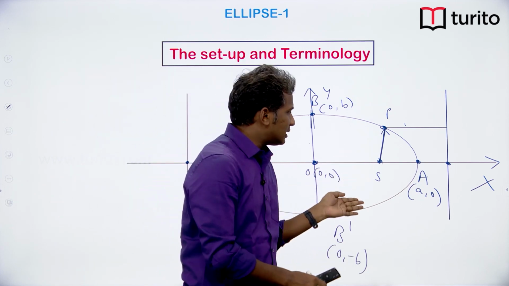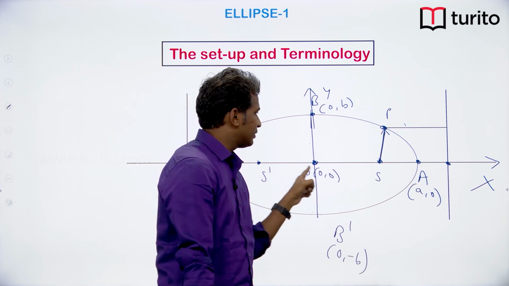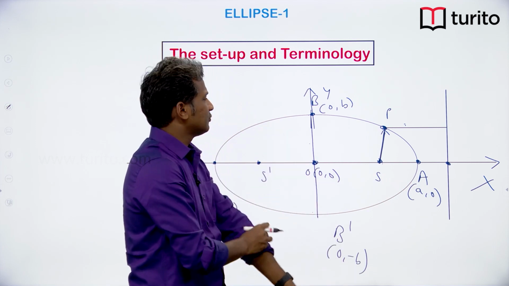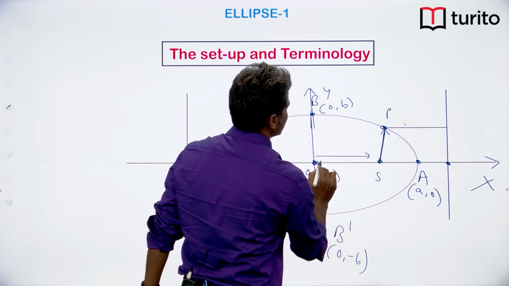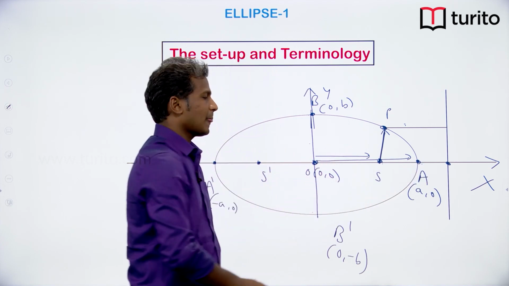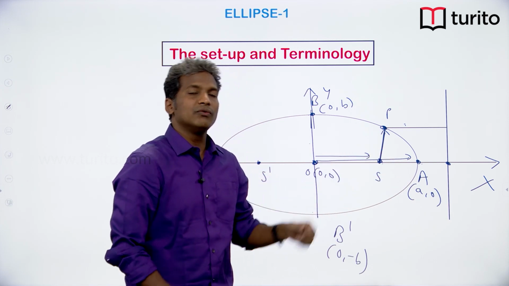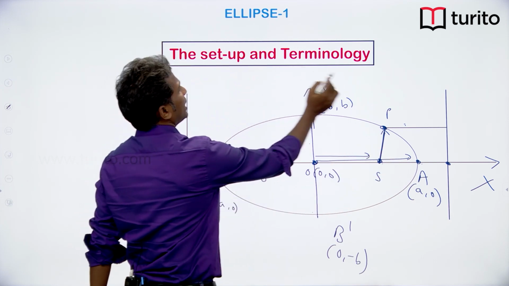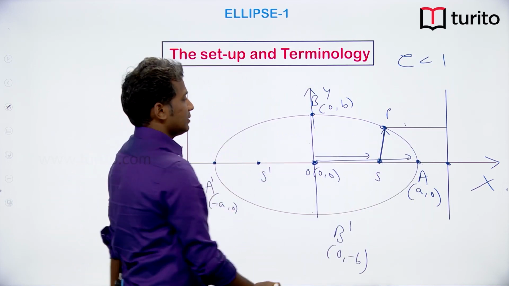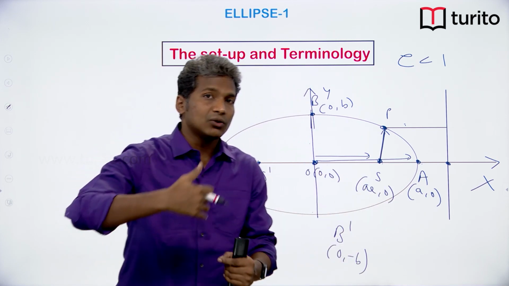Now, we know that the focus is closer to the origin compared to A. If we compare, starting from the origin, the distance of the focus from the origin and the distance of the vertex from the origin, the focus should come before the vertex. So, we will take help of e. We know that e is already less than 1. So, we design the focus here as ae comma 0. So, this is a designed coordinate.